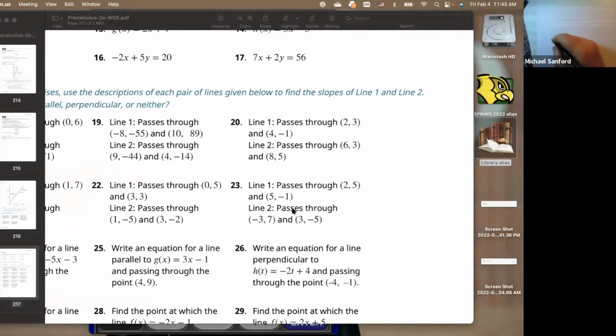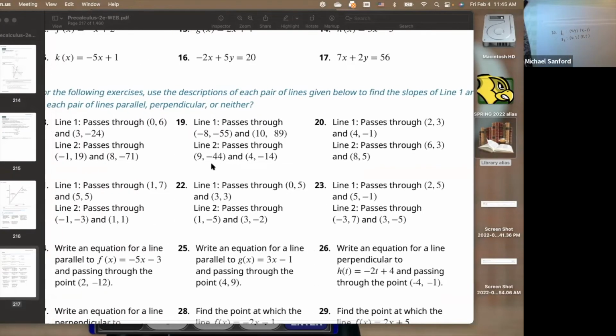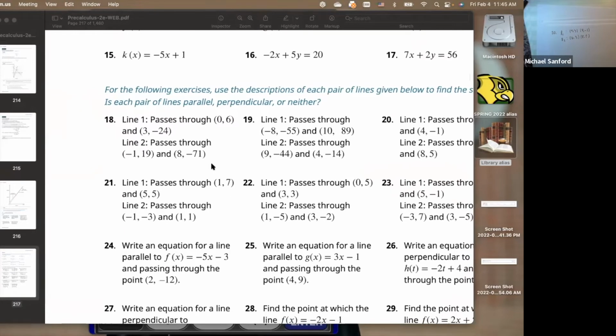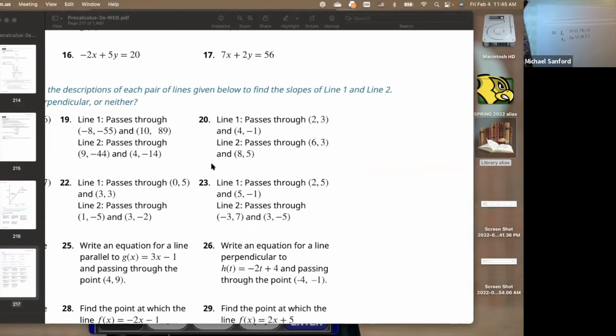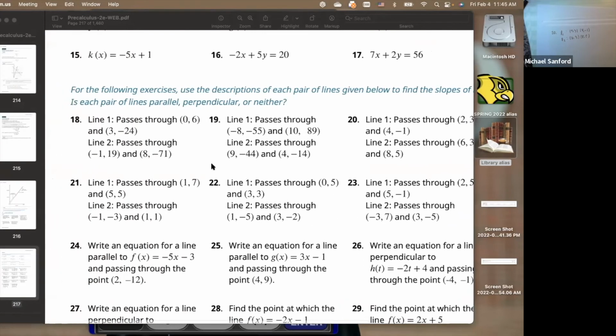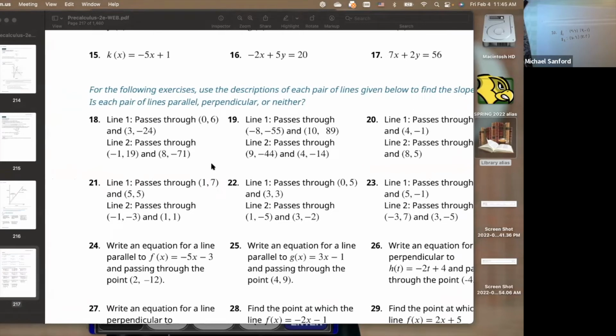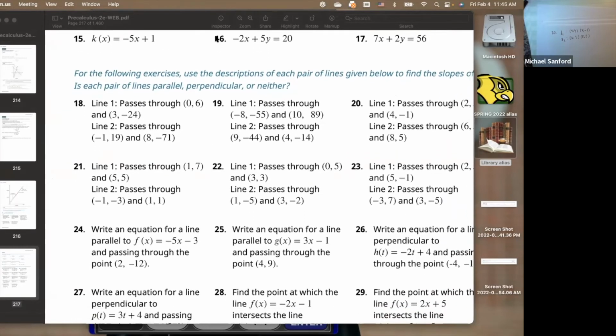How about 20? We'll do 20 here. Line 1, so L1, passes through 2, 3, and 4, -1. Line 2 passes through 6, 3, and 8, 5. And that's nice. What are our directions? For the following exercises, use the descriptions of each pair of lines given below. Find the slopes of line 1 and line 2. Is each pair of the lines parallel, perpendicular, or neither?